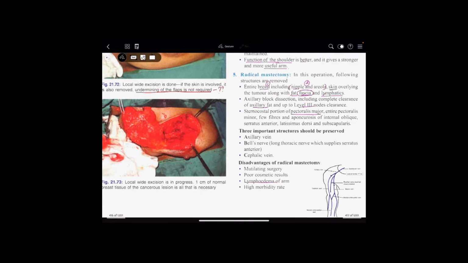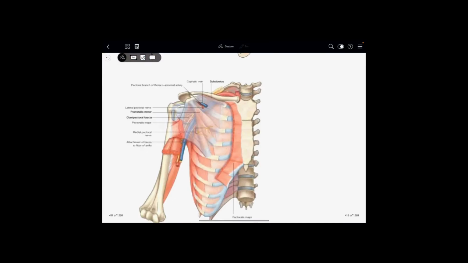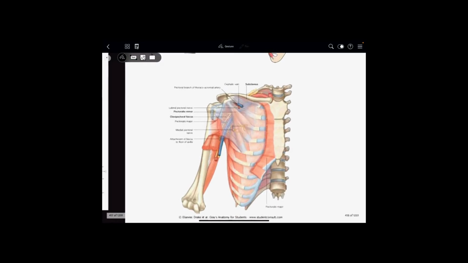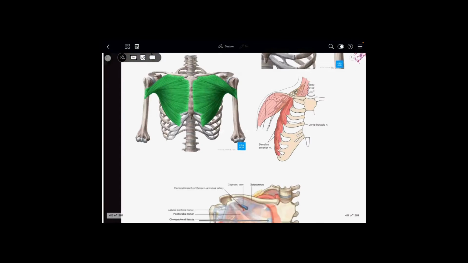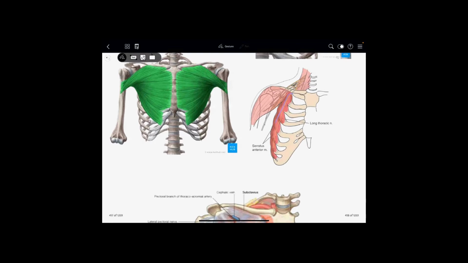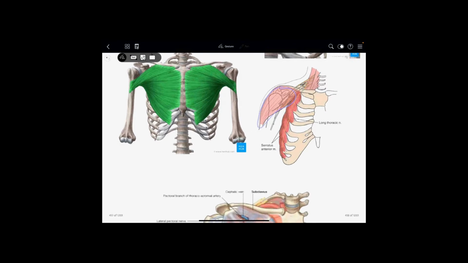And Bell's nerve. See, if you injure this nerve, you'll have something called winging of scapula. I'll show you where Bell's nerve is. Okay. This is Bell's nerve or the long thoracic nerve. And this is the serratus anterior muscle, which is responsible for fixing the scapula. So if this is injured, then the serratus anterior muscle is injured as well. So then the scapula won't be fixed. So there will be winging of scapula.